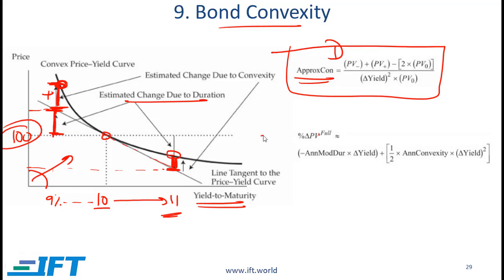So what is the change in the value or the full price of the bond? It is given by duration plus the convexity adjustment. The duration part you have studied before. This is simply the annual modified duration times the change in yield, plus half times the convexity adjustment that we calculate here, times the change in yield squared.